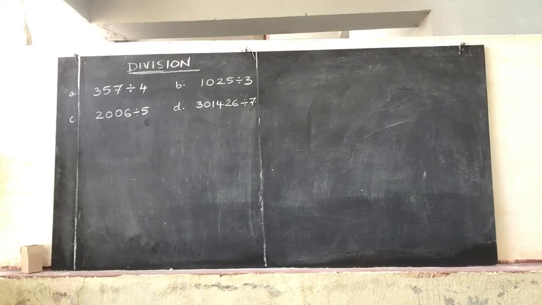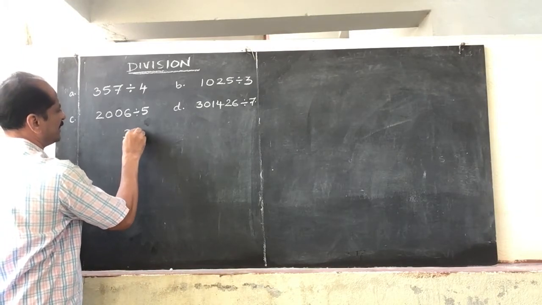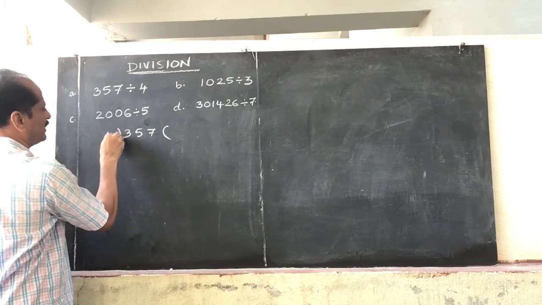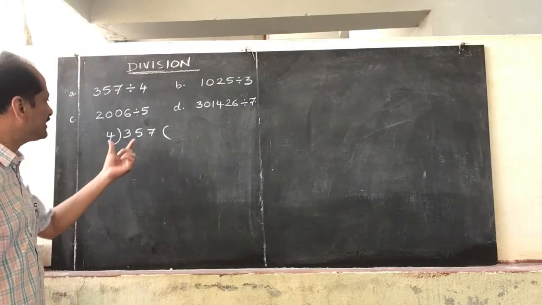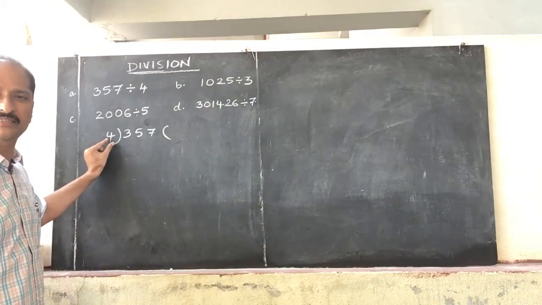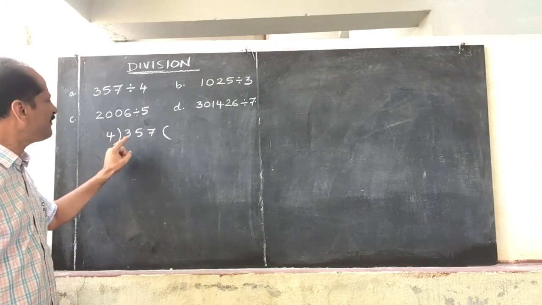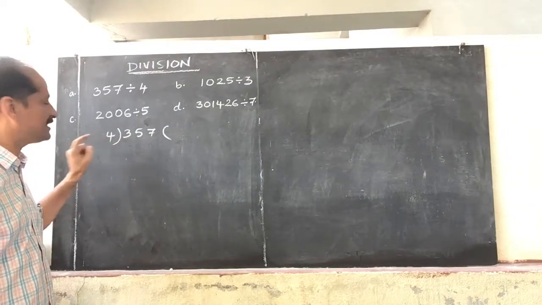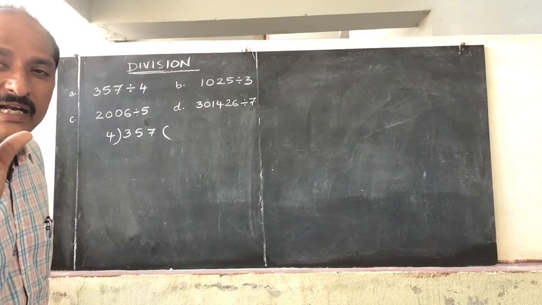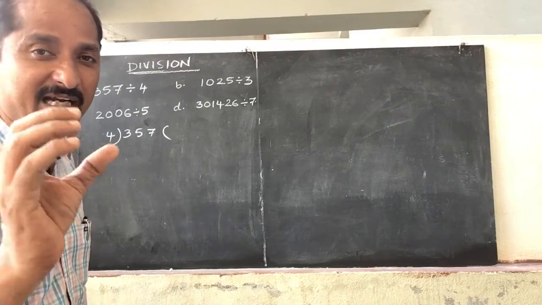Next, now check here. 357 divided by 4. Here we can say this is the dividend and 4 is the divisor. Whenever you are dividing this with this, what does it mean? How many 4s are there in 357, we are finding.